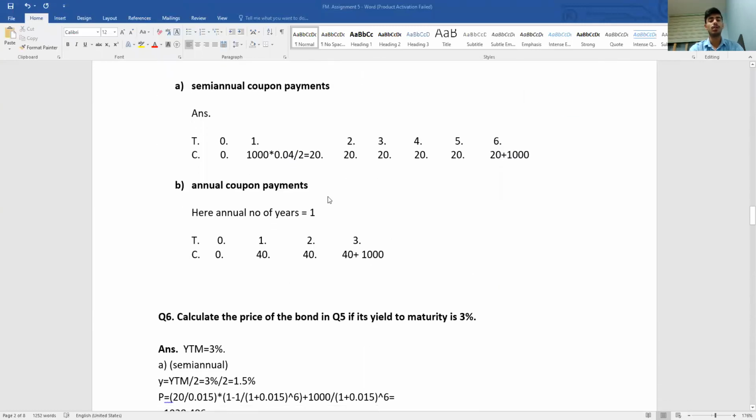Annually we have 3 years, so in the last year we need to pay 40 plus 1000. Here we didn't divide by 2 because we have 1 year and no semi-annuals, so it is an annual coupon payment. That's why we divided by 1.